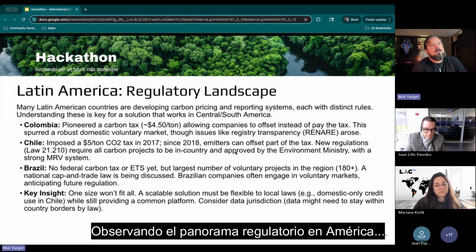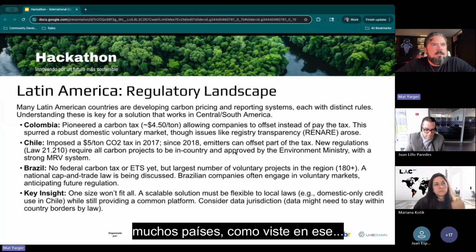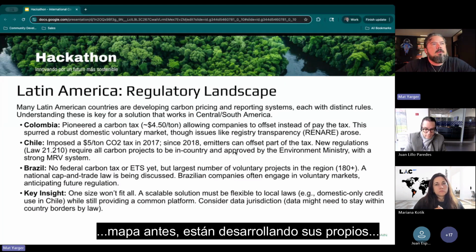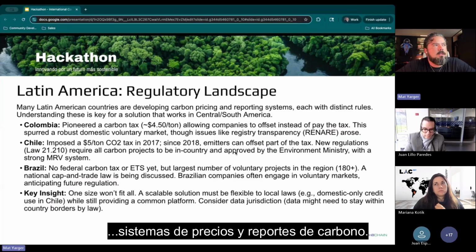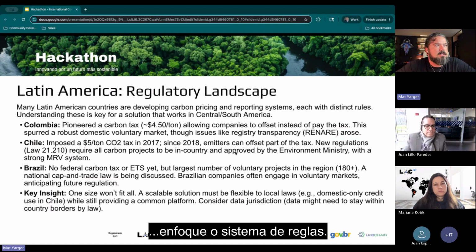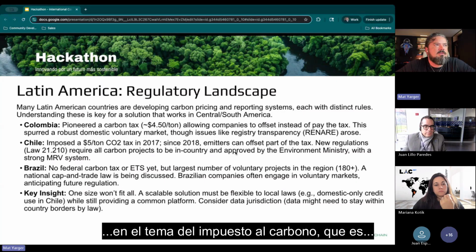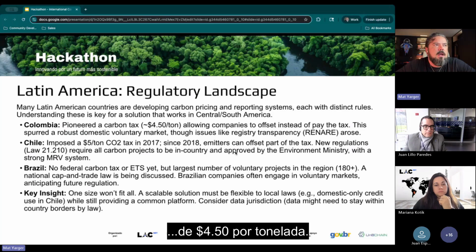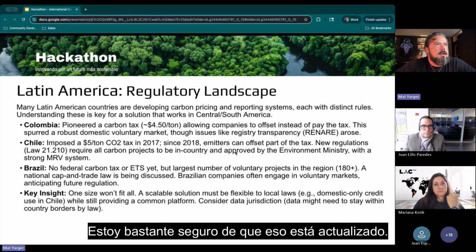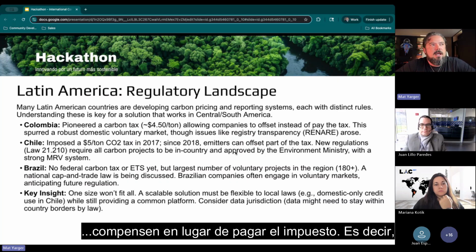Looking at the regulatory landscape in Latin America, a lot of the countries, as you saw on that map earlier, are developing their own carbon pricing and reporting systems. Everyone has a different kind of approach or rule system. So Colombia has kind of been leading with the carbon tax side of things, which is $4.50 a ton. I'm pretty sure that's up to date, but that allows companies to offset instead of paying a tax.